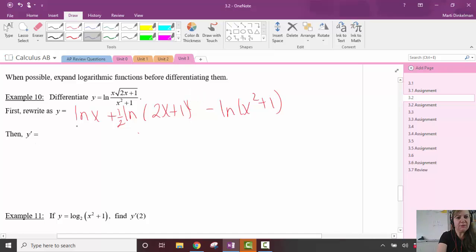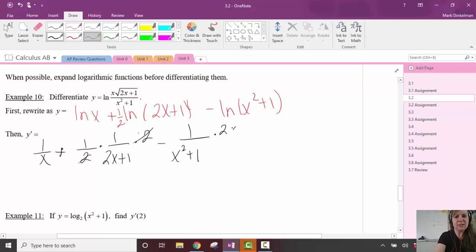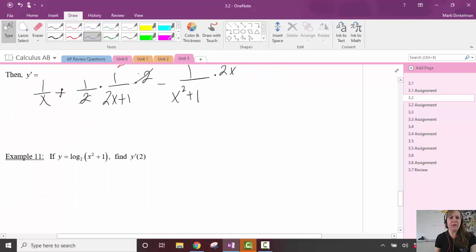So now our derivative for the first part is just 1 over x. The second one, we have a 1/2 there, so let's make sure we have that there. And then 1 over the stuff times the derivative of the stuff, so we can see that's going to cancel. And then 1 over the stuff times the derivative of the stuff, and then you decide how much you want to simplify there.